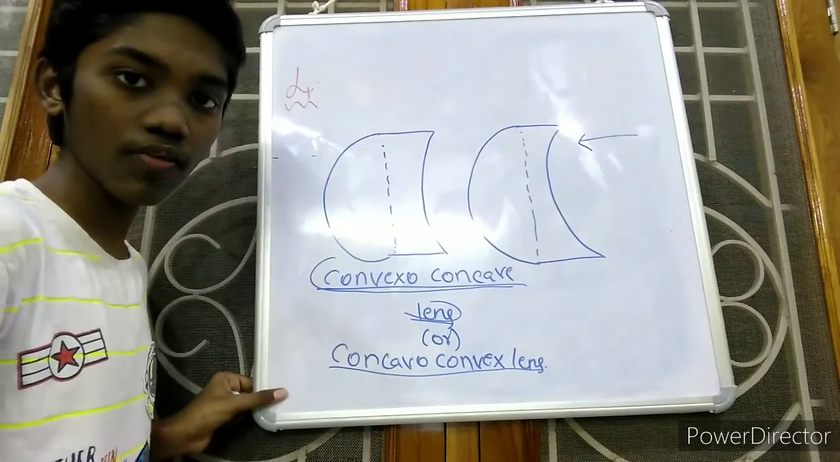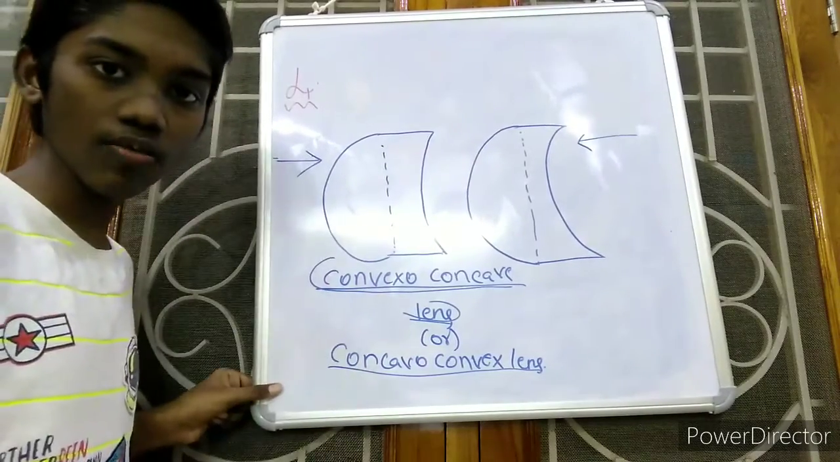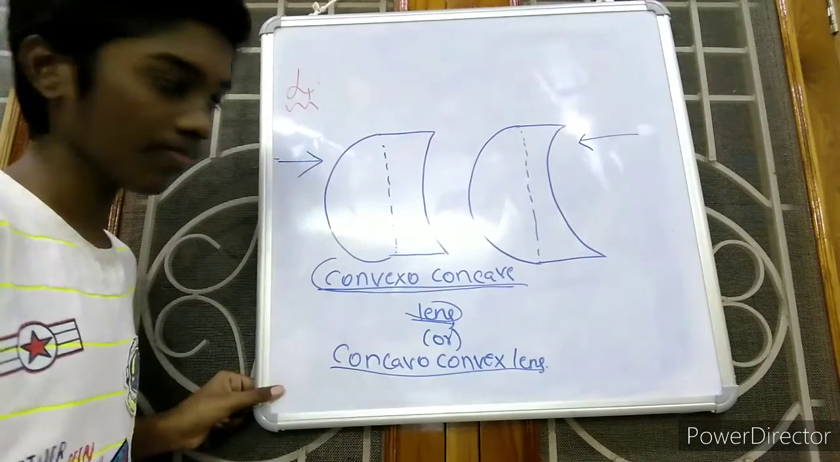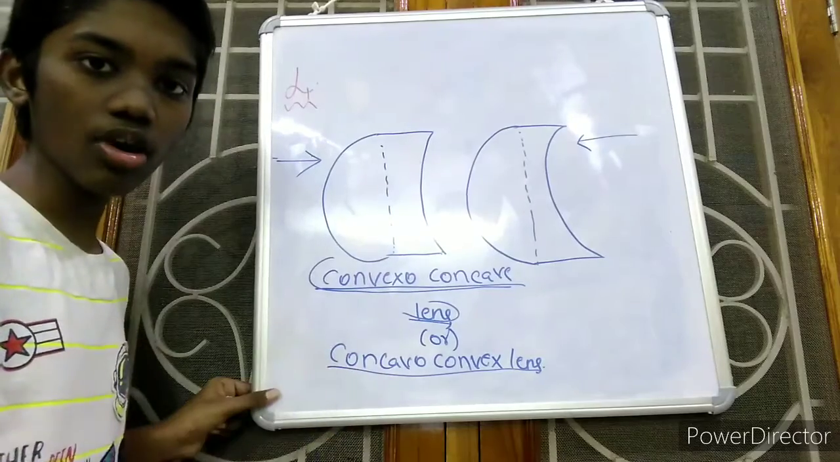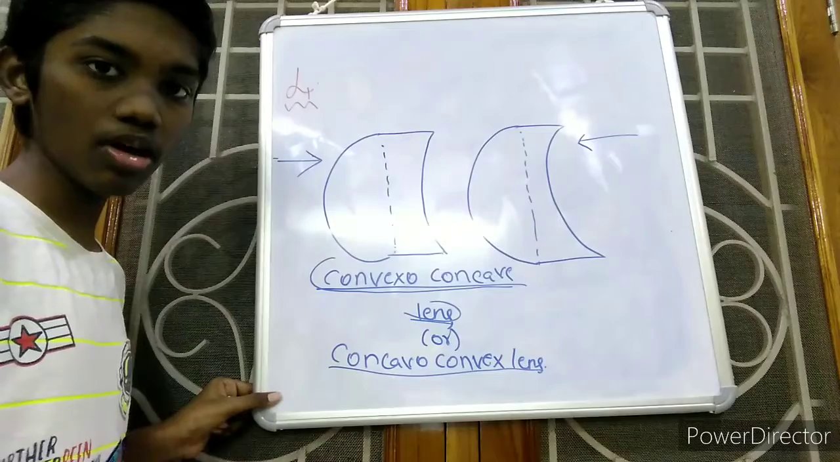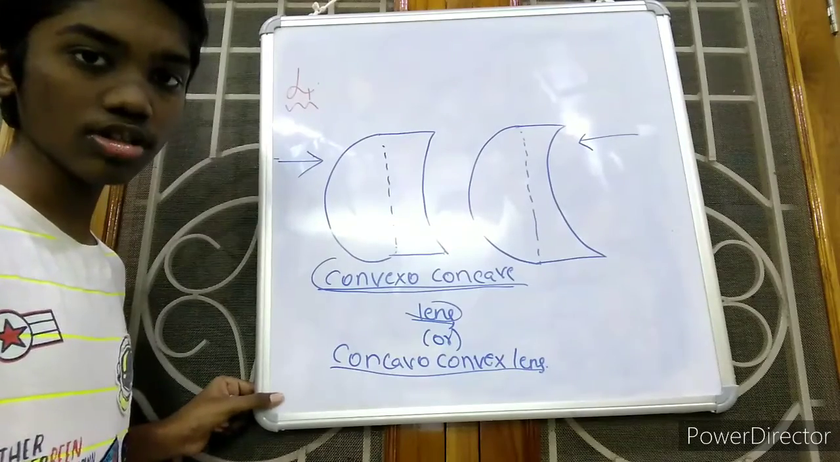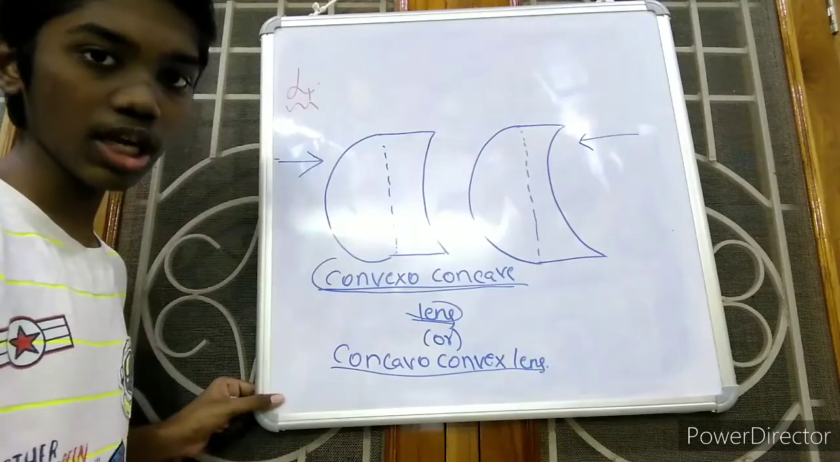So it depends on which lens the light ray is hitting. So first, if the light ray hits the convex lens, it can be called as convexo-concave lens, or if the light ray hits the concave lens, it can be called as concavo-convex lens. So this is about the fourth type of lens. It does not have any specific name. So these are about the 4 types of lenses.